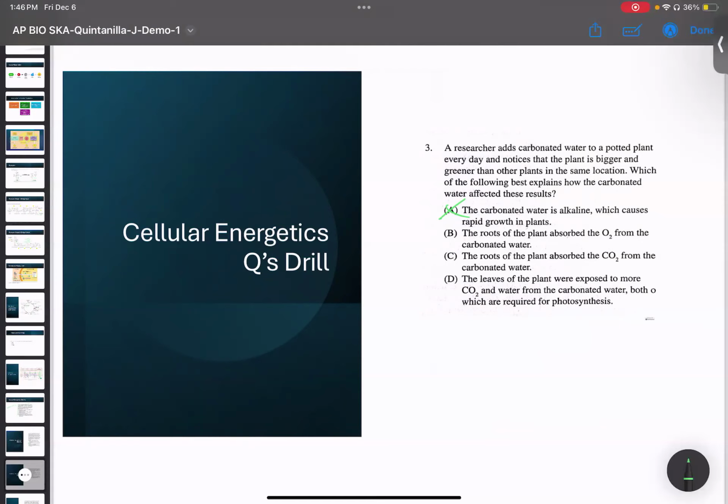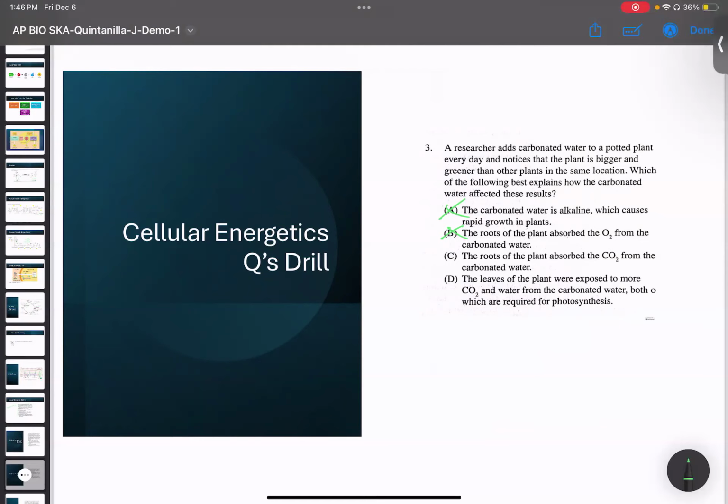So that's wrong. The roots of plants absorb the oxygen from the carbonated water, so that's not true because plants absorb CO2, not water, not oxygen. So that's not true. So we already eliminated 2. The roots of the plants absorb the CO2 from the carbonated water. That seems to be interesting.